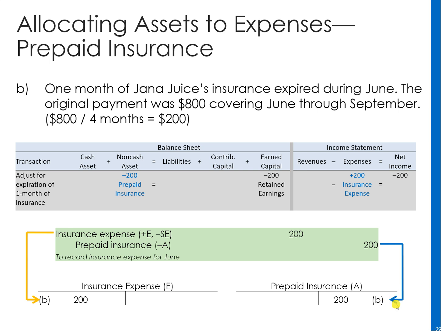If you check your T account for prepaid insurance, what is the ending balance after we post these credits? It must be $600 by the end of the first month. Then by the end of the second month, we're going to credit another $200, and this prepaid insurance should have a balance of $400. That's how we adjust prepaid expense.